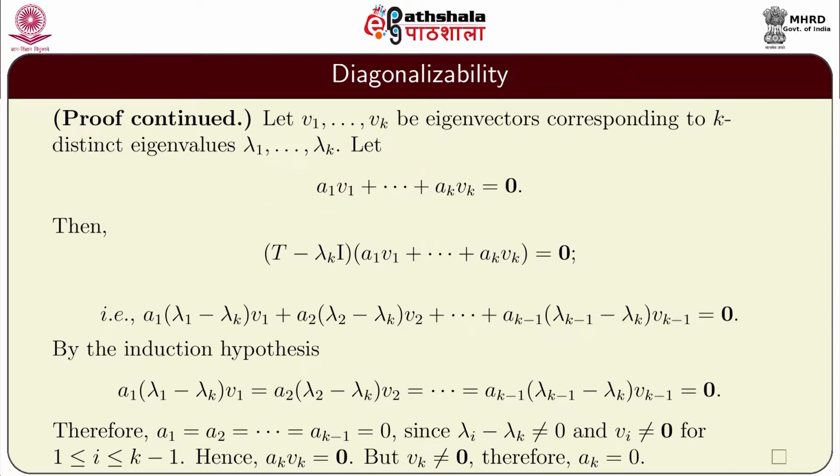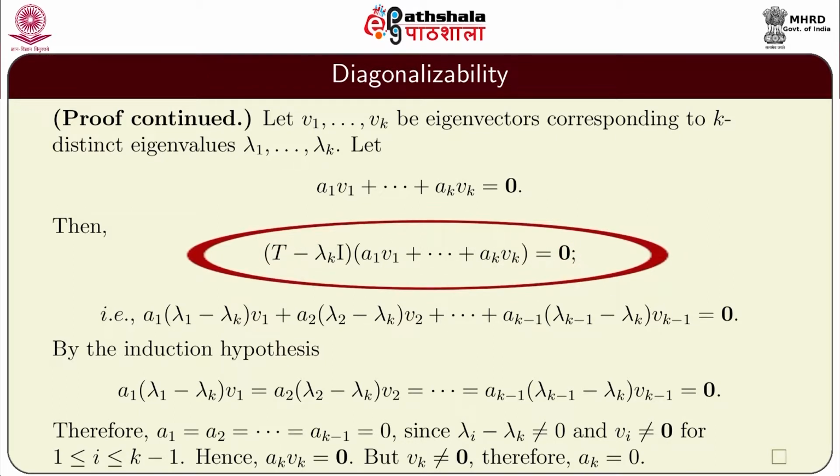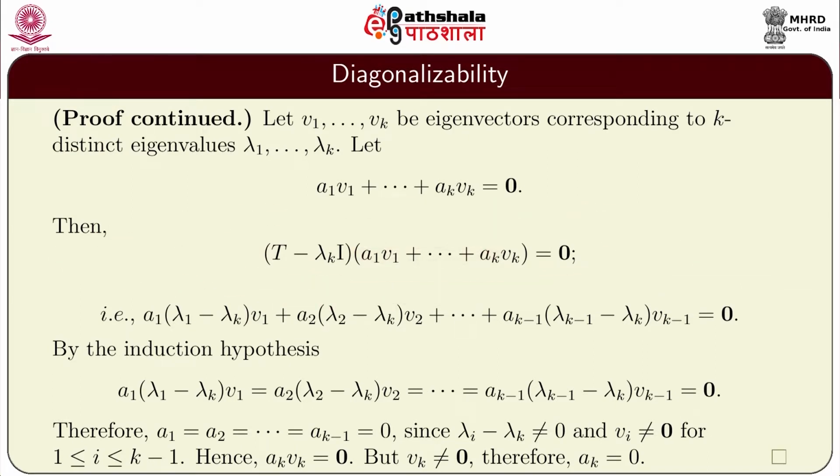If we apply the operator T minus lambda k I on this linear combination, then we get T minus lambda k I of a1 V1 plus a2 V2 etc. up to ak Vk is equal to T minus lambda k I of 0, which is the 0 vector, and the expression on the left hand side gives rise to this expression, that is a1 into lambda 1 minus lambda k V1 plus a2 into lambda 2 minus lambda k into V2 and so on, a(k minus 1) into lambda (k minus 1) minus lambda k into V(k minus 1), and this sum is equal to the 0 vector.